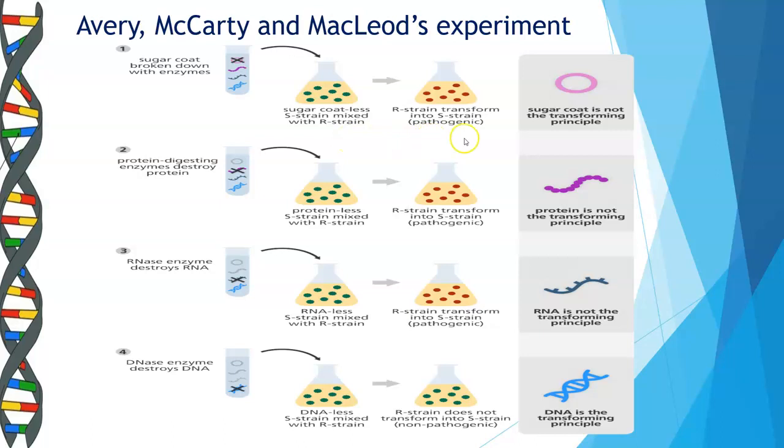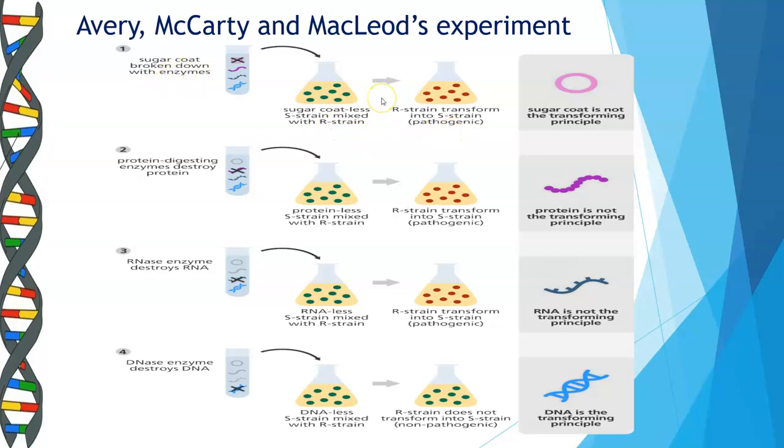And you would see that if only sugars were added, there was no transforming principle. If only RNA was added, there was no transformation happening. If only proteins were added, no transformation occurring. Only when DNA was added, there was transformation. This they further confirmed, and the mice died.